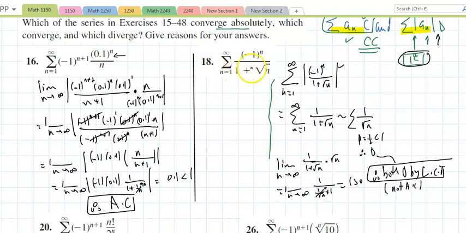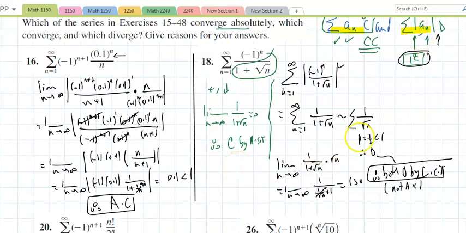Now, if I look at the original series, I'll look at this part and I'll say, hey, that's positive, decreasing. The limit as n approaches infinity of 1 over 1 plus radical n equals 0. Therefore, it converges by the alternating series test. So here I've just shown that the original converges and the absolute value diverges.